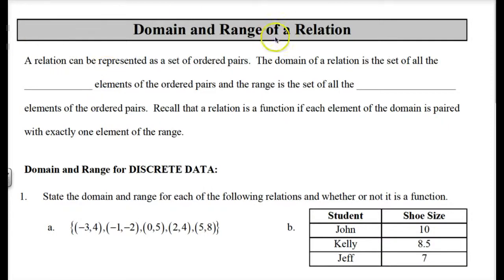Domain and range of a relation. This will be a little different. I'm doing this on my Mac, so let's see what happens. A relation can be represented as a set of ordered pairs, or a table of values, or words, etc. The domain of a relation is the set of all the first elements of the ordered pairs, and range is the set of all of the second elements.